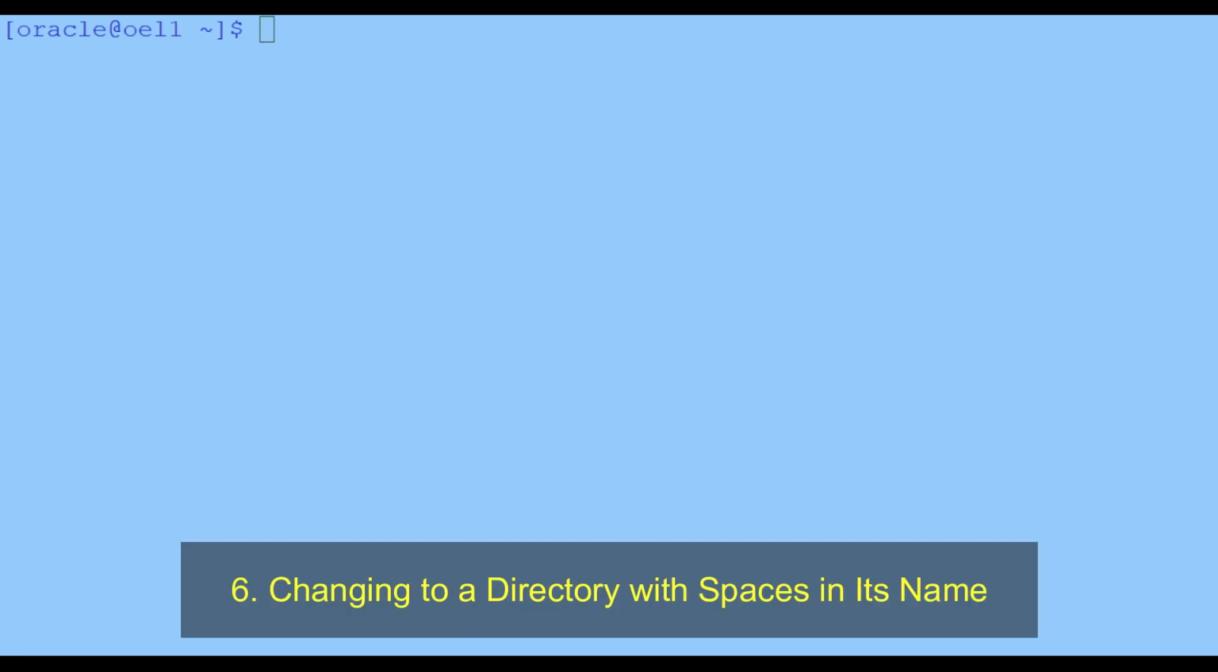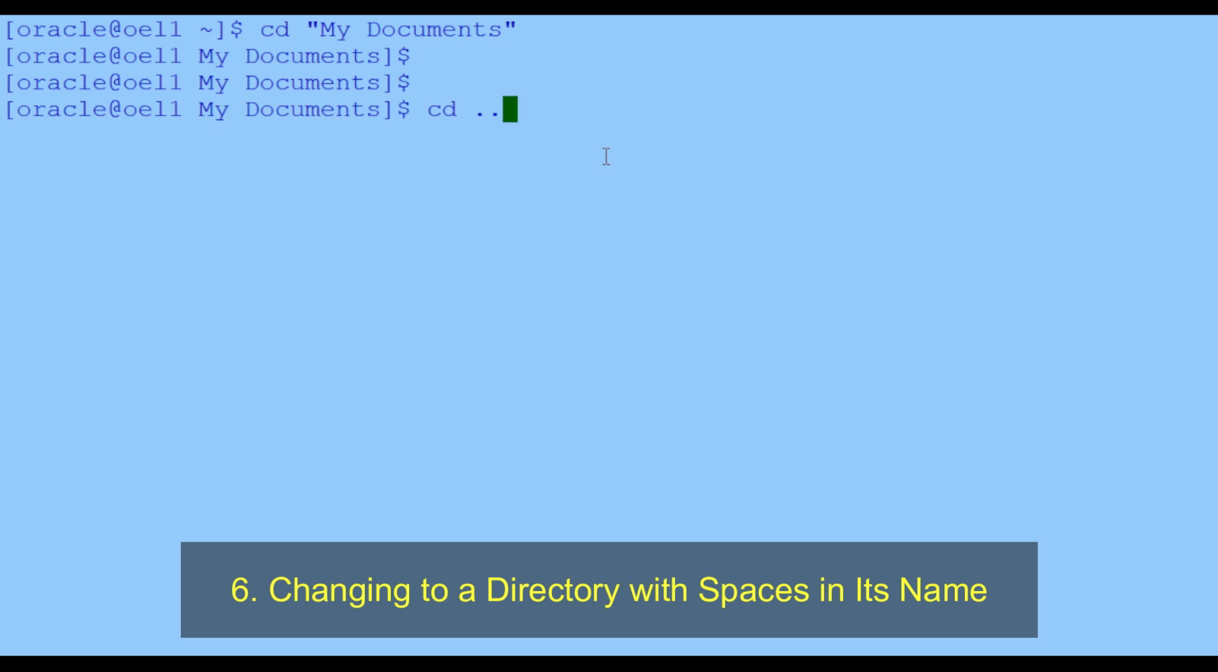If a directory has spaces in its name, you need to use quotes or escape the space with a backslash. For example, using double quotes to navigate to a directory name with a space: cd "my documents". This ensures the command interprets the name correctly.